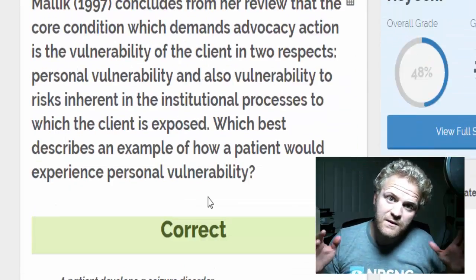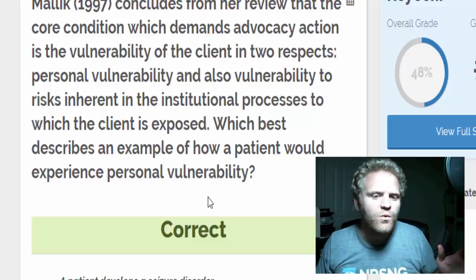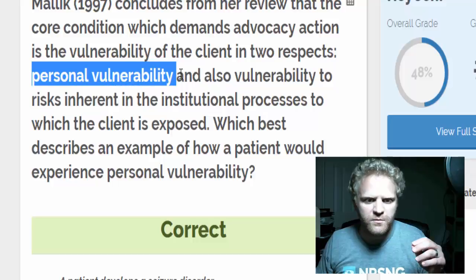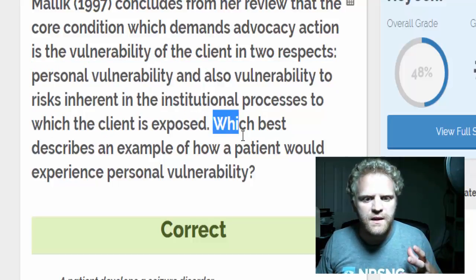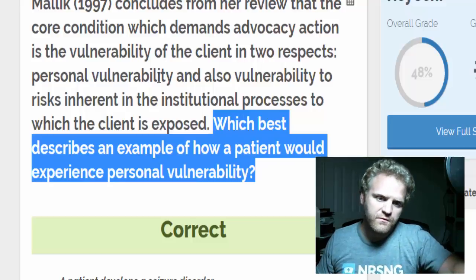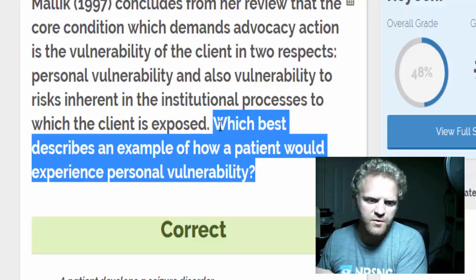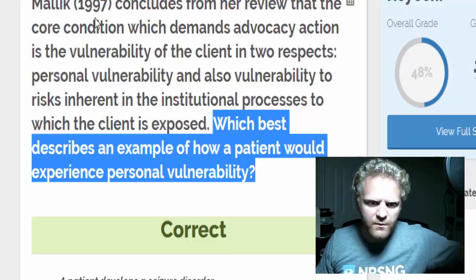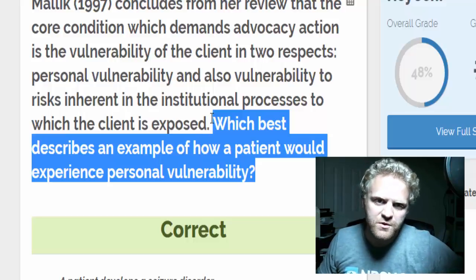So while it's been quite a while since I've taken nursing fundamentals, what you can do here is really look at, okay, we're talking about two types of vulnerability, personal and institutional processes. And what we're able to do is, first of all, we ignore this whole first half of the question here, and we focus on what is an example of personal vulnerability. So we can kind of ignore everything else. We don't need to know who Mallik is, and we don't need to know about all their research study. We just need to know what is an example of personal vulnerability.